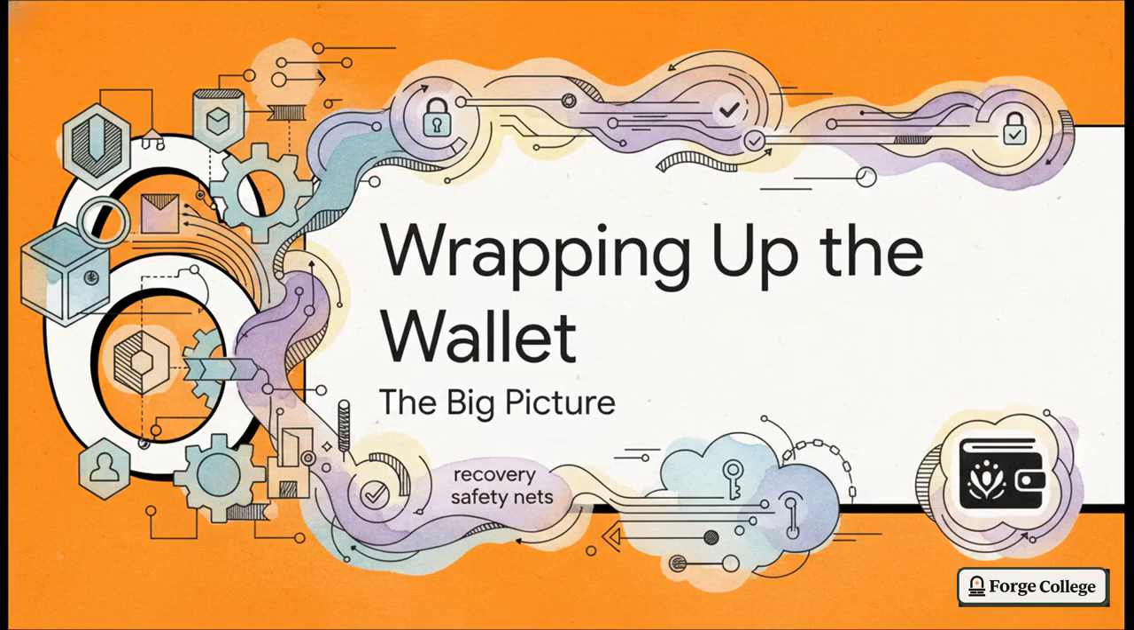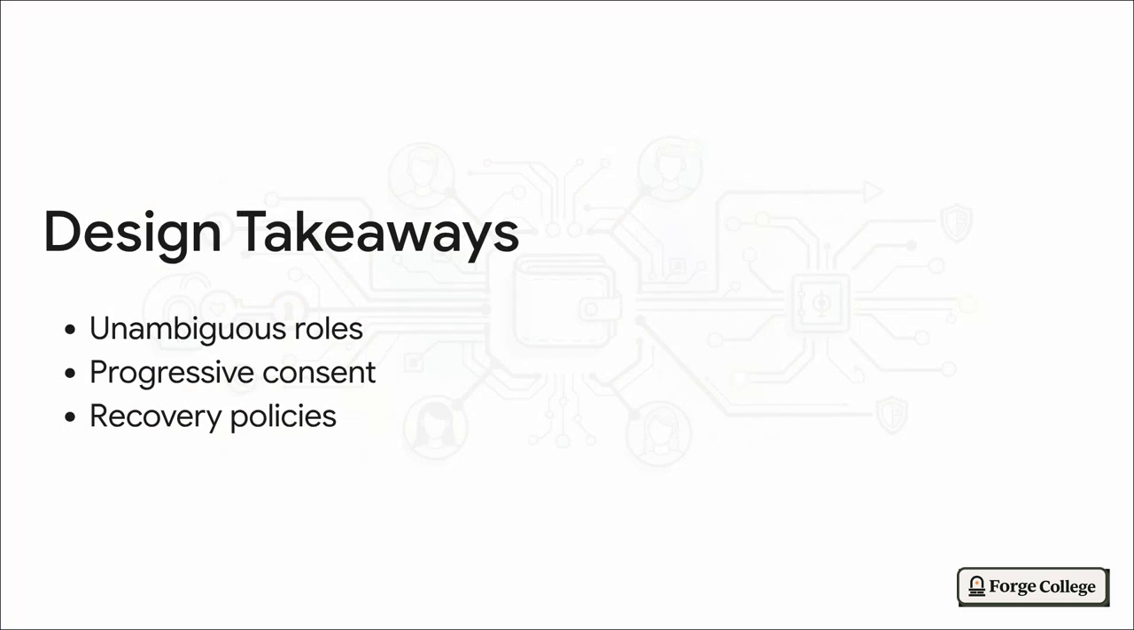Finally, Section 6. Wrapping up the wallet. The big picture. Let's bring all these concepts together to finalize our smart wallet design framework. Here are your absolute core takeaways. First, make everything unambiguous. The user should literally never have to guess who can act, what the threshold is, or when funds will move. Second, definitely use progressive consent. Guide your user through the pending queues step by step to keep the interface pristine and lower that cognitive load.